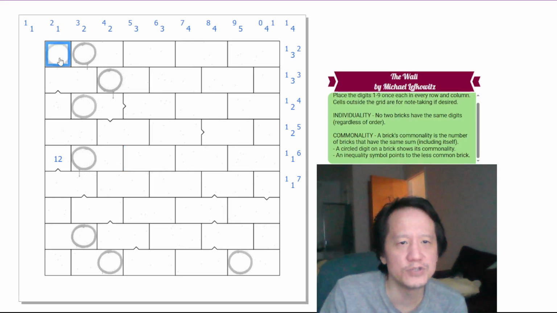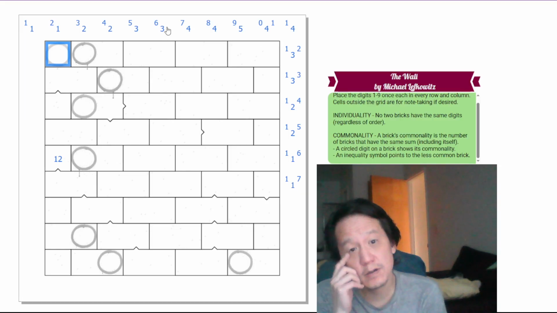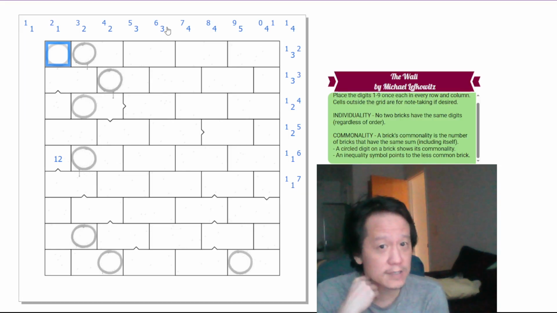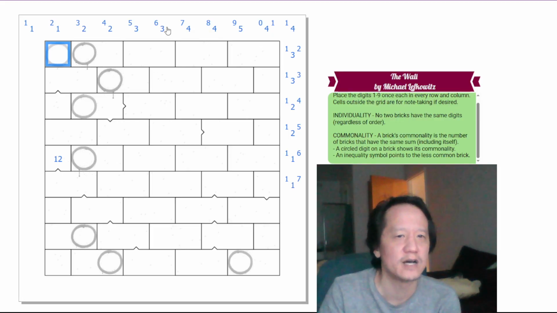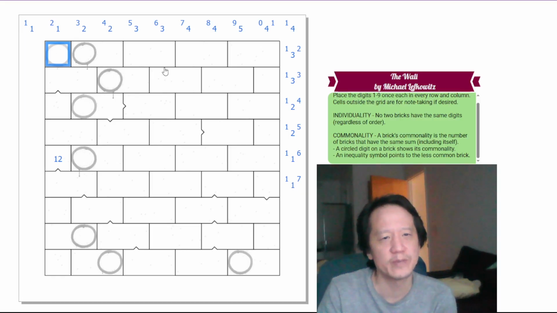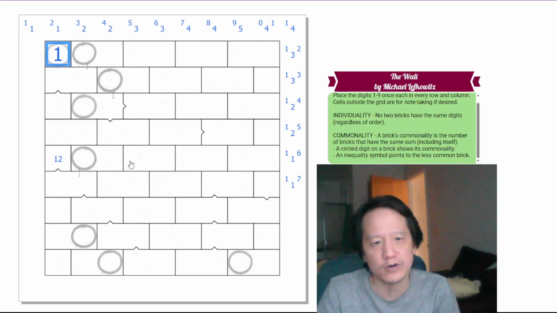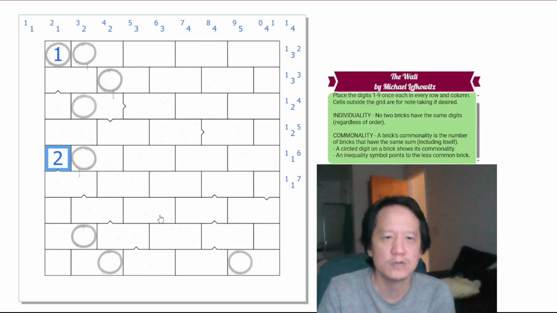So, what single digit matches its commonality? 1 and 1 is the only one. 9 has commonality 5, 8 and 7 have commonality 4, 5 and 6 have commonality 3, 3 and 4 have commonality 2. This has to be 1, which forces this to be 2.